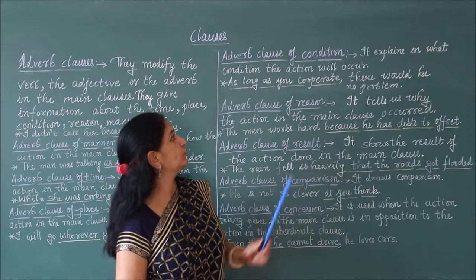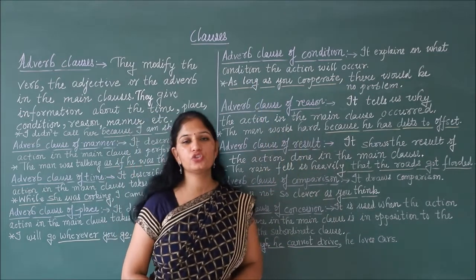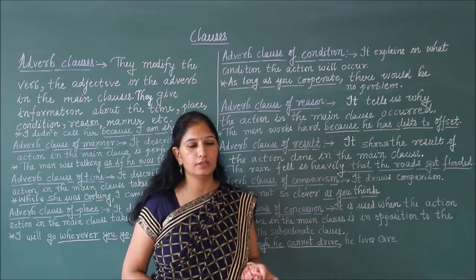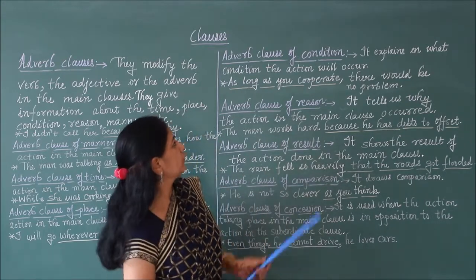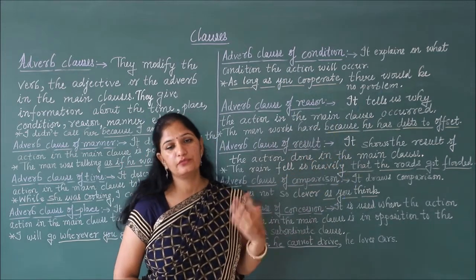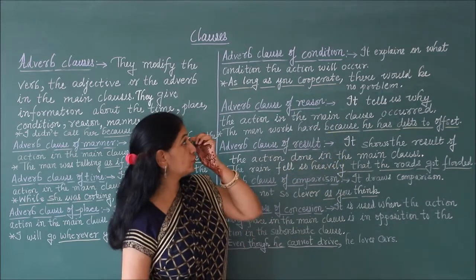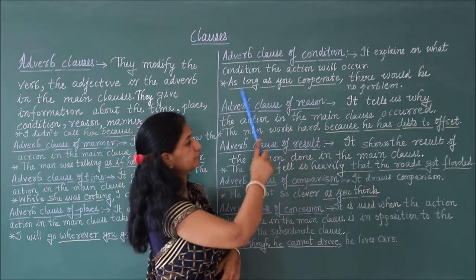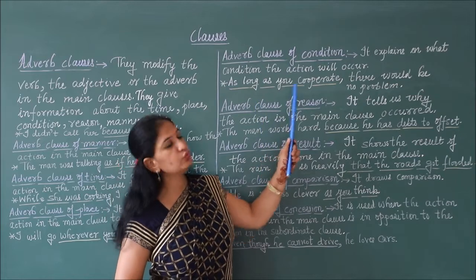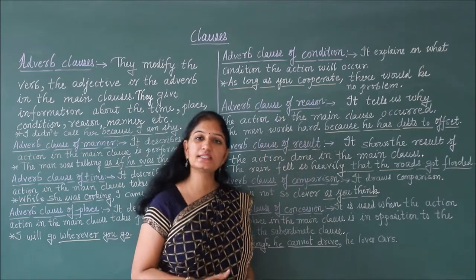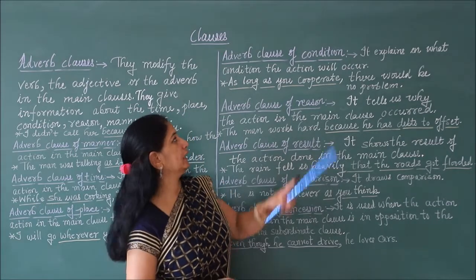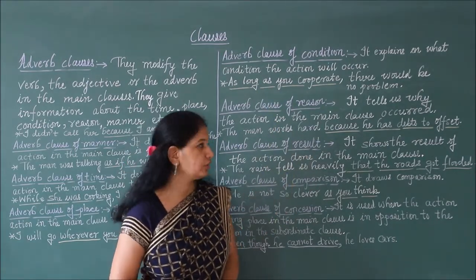So let us move on to the next kind, adverb clause of condition. It explains on what condition the action will occur in the main clause. For example, as long as you cooperate, there would be no problem. When would there be no problem? So this is the condition for not having a problem. That is, as long as you cooperate. So on this condition, there will be no problem. That's why it is an adverb clause of condition.